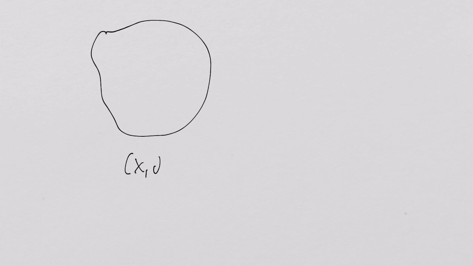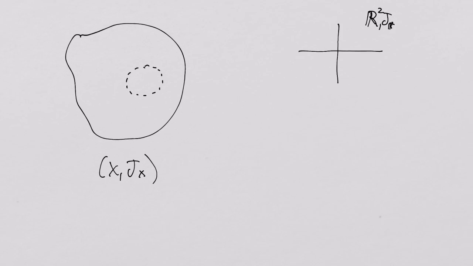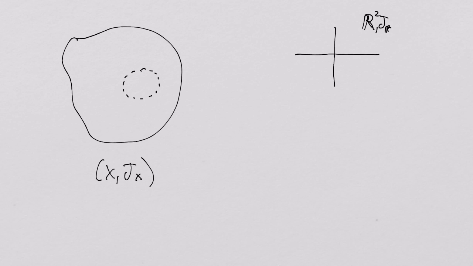So the way I'm going to start this is I'm going to consider again some space in question, X, T_X, and I'm going to consider an open set in X, T_X. And then I'm going to consider a copy of, just for simplicity, R2, not Rn, just R2, under the normal topology, T_R2. And I'm going to talk for a moment about this particular open set.